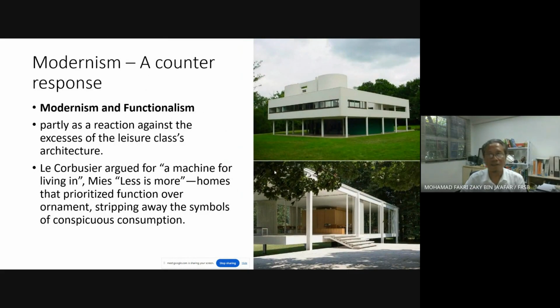And then interestingly, you can also argue that when modernism came, it tried to redress this conspicuous consumption by introducing the modern idea of functionalism, of getting rid of the symbols and ornaments, and Le Corbusier argued for a machine for living in, and Mies van der Rohe, less is more. Those were the spirit of the modern age, trying to get into the basics of function, efficiency, and trying to get rid of all metaphysical connotation of status and symbols and meanings and whatnot. Okay.